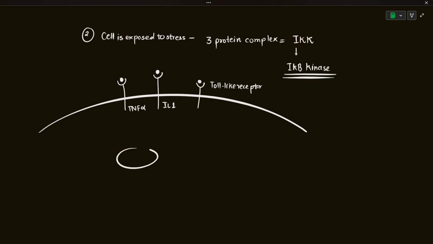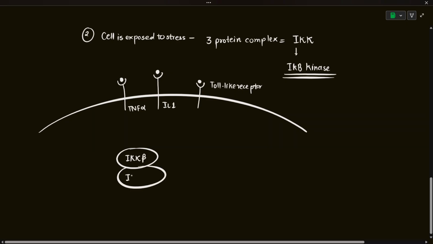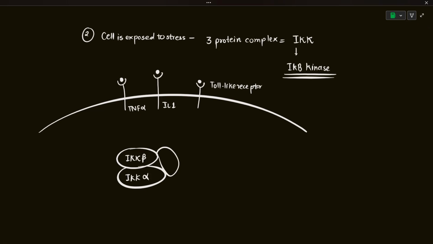So this has inhibitor of kappa B kinase beta subunit and inhibitor of kappa B kinase alpha subunit. This is a kinase complex, and it is bound to a protein known as NEMO. This is the NEMO protein. So this three protein complex will get activated in all of those conditions.